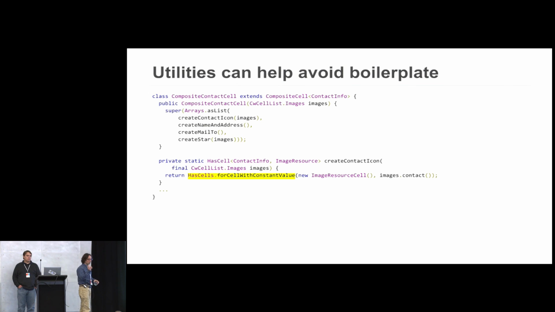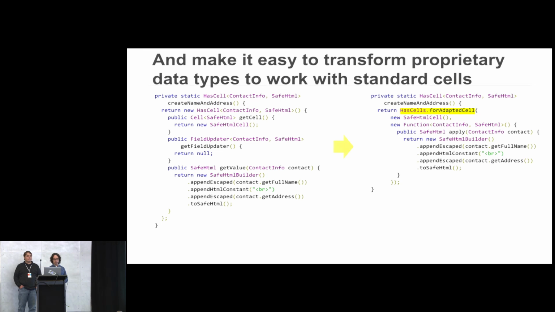In this case, we want to stamp out that same image everywhere. So we don't really care. It doesn't need to vary based on the cell data. So we're going to use this forCellWithConstantValue utility function to reduce all of that HasCell boilerplate down to just a single call like this. So this can keep things simple.